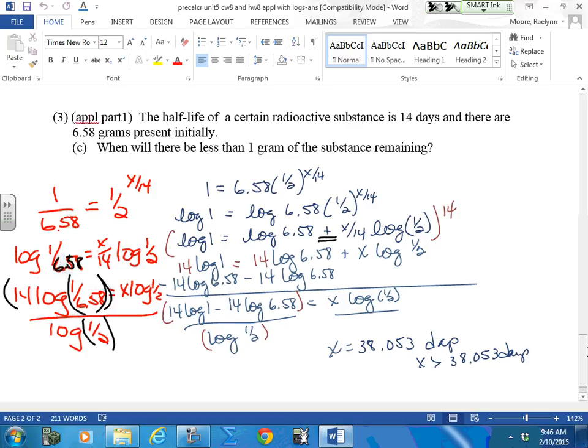Don't reduce it to a decimal, because we find with the decimal, even if you go 5, 6 places, sometimes, depending on where the rounding is, it throws it off. So leave it as an unreduced fraction, and you'll be fine. This one said, when will there be less? And like we did with the exponential, I told you leave the equation, but then when you get to the answer, it's got to be slightly more than your answer. It's got to be a little bit less than 1. So whatever that is, it was at 1. Just say greater than, x is greater than 38.053 days.